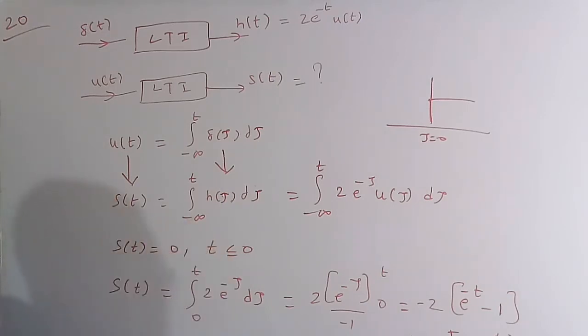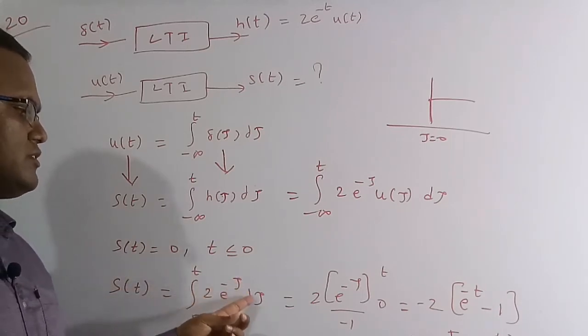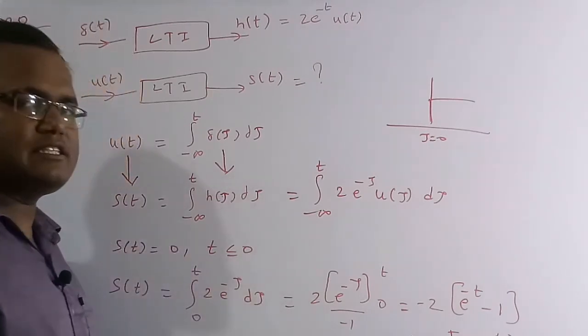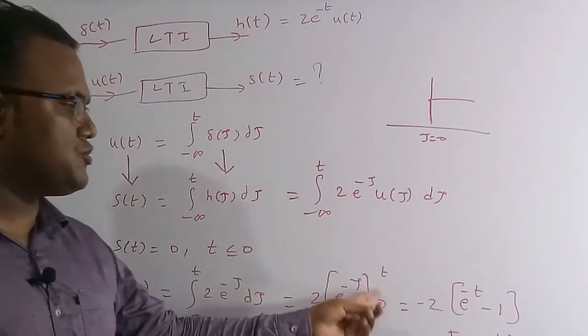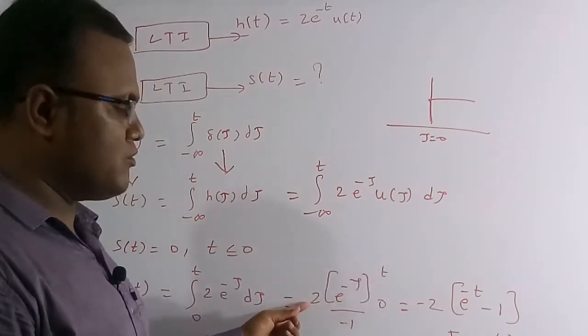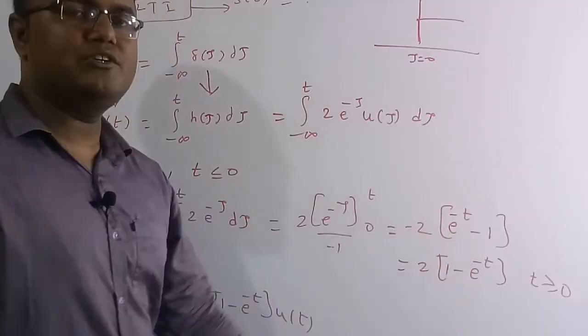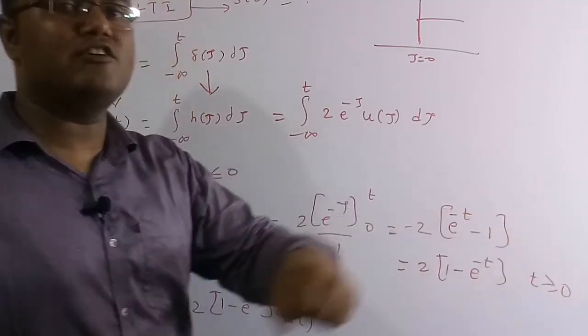From 0 onward only this value will be present. So the integral from 0 to t of 2 e to the power of minus tau d tau. Now I am going to do the integration here. The integral of 2 e to the power of minus tau is 2 e to the power of minus tau divided by minus 1. Now I substitute the limits 0 to t. This gives minus 2 times e to the power of minus t minus 1. Taking the minus inside, therefore 2 into 1 minus e to the power of minus t. This is for t greater than or equal to 0.